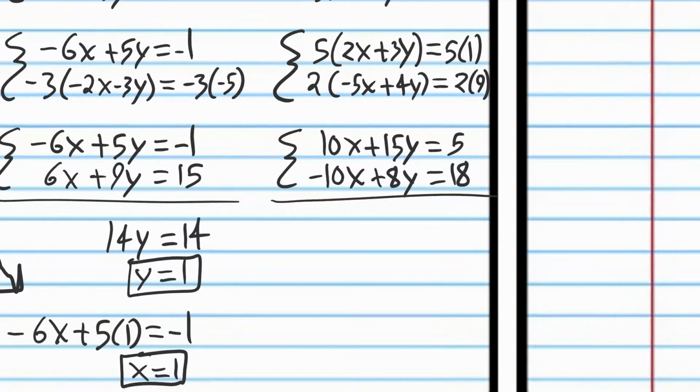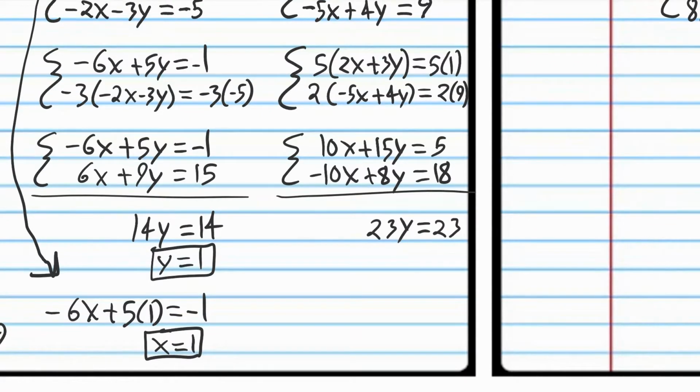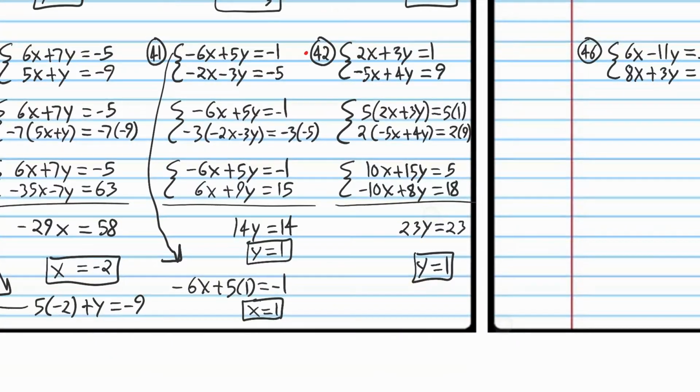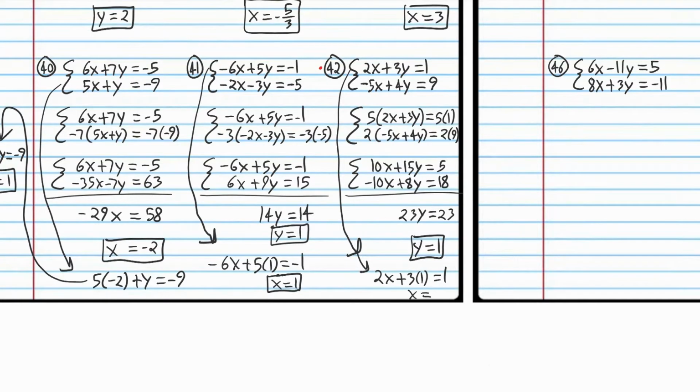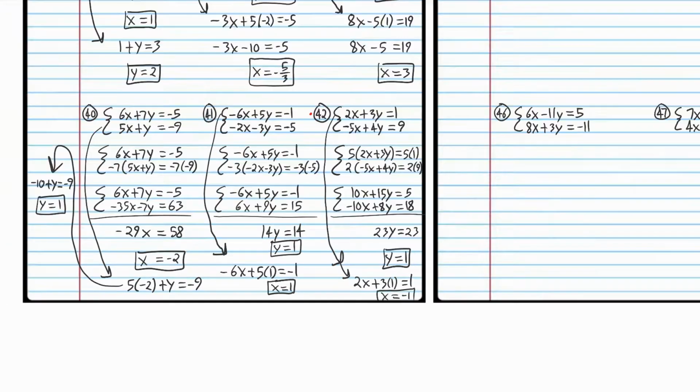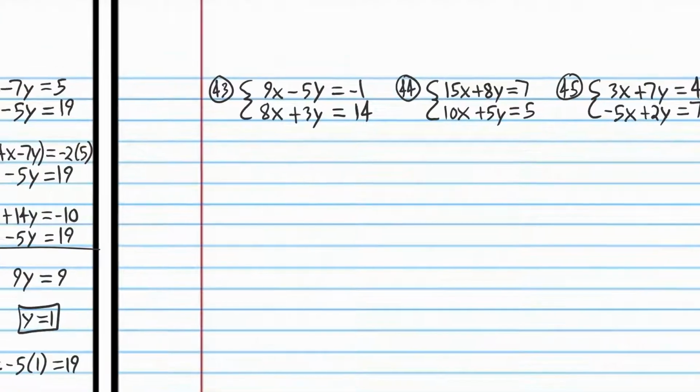So now we can eliminate, add them both up, and we get, let's see, 23y equals 23, and y is equal to 1. And I'm going to take the top equation, don't really have much room here, plug in 1 for y. And I end up with x is equal to negative 1. So again, that's an equation where we had to multiply both equations.